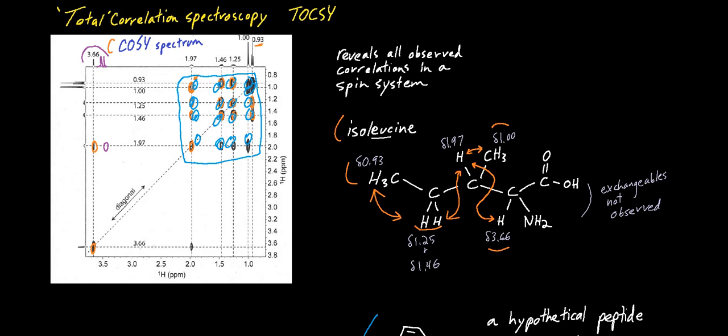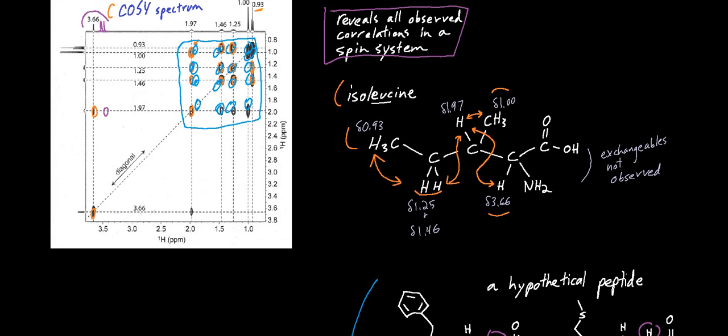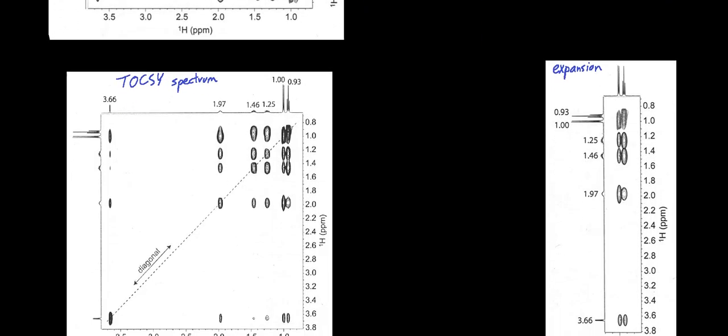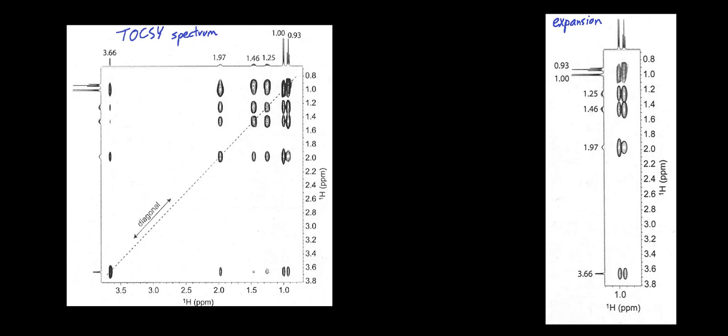So that's one of the main advantages of TOCSY, which reveals all of the correlations within a spin system. So isoleucine is all one spin system. And so what we're going to see in the TOCSY, by comparison, is, here's the full TOCSY spectrum here. You're going to see all correlations within the molecule. So I'm going to draw this out again real quick. Isoleucine.